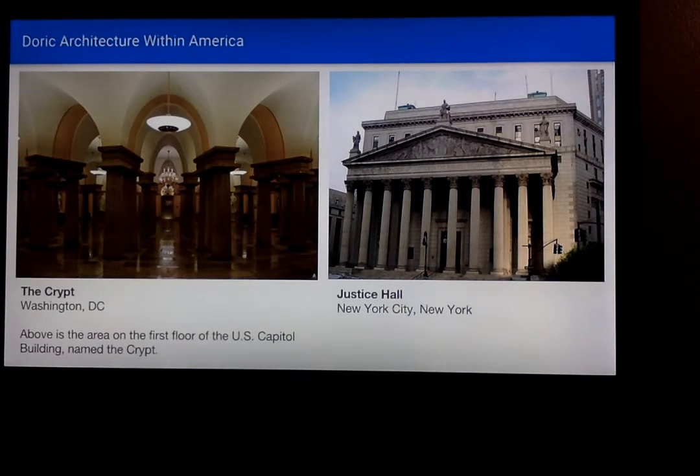And here's a few examples of Doric architecture within America. On the left, you have what is called the Crypt, and this is the first floor of the U.S. Capitol building, located in Washington, D.C. On the right, you have Justice Hall, which is located in New York City. As you can see, the columns in both of these images are quite smooth.